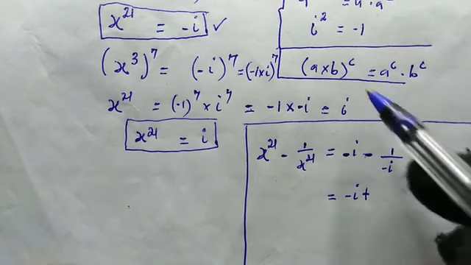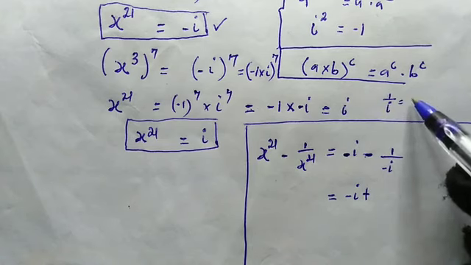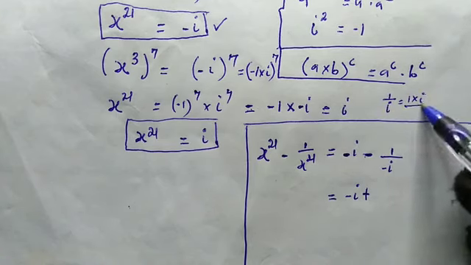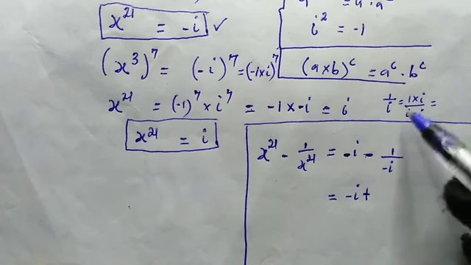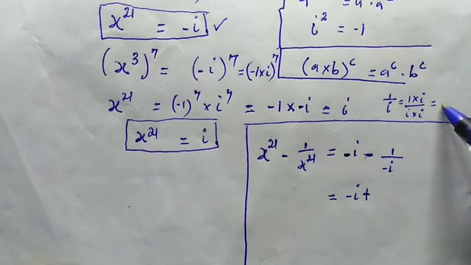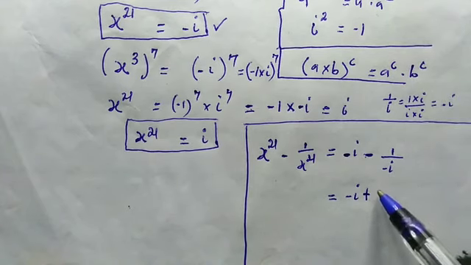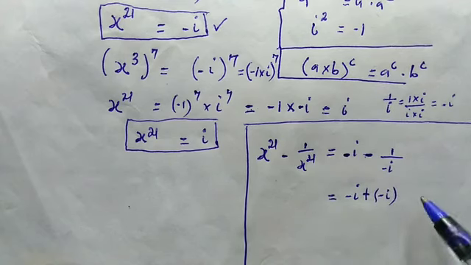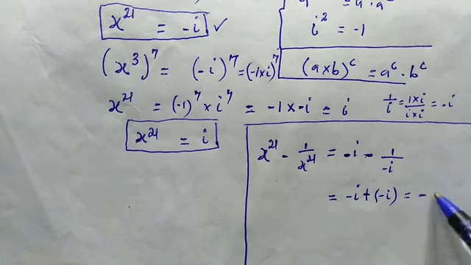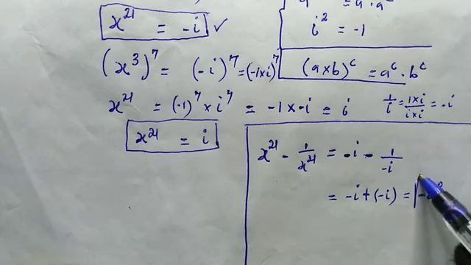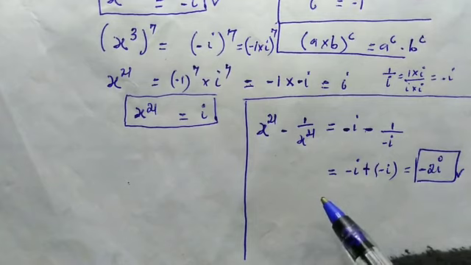Okay, now what of 1 over i? 1 over i is equal to 1 times i over i times i. And here we get, the bottom here is i squared, which is negative 1. So we have negative i, right? So here we're going to have in brackets a negative i. And from here, we simplify this as negative i minus i, which is negative 2i.